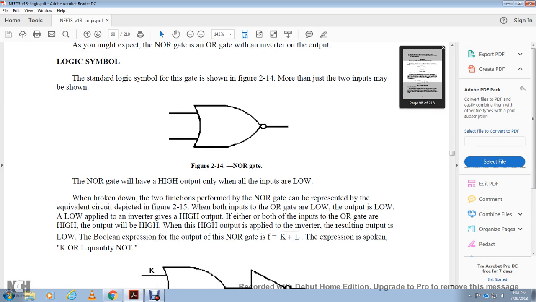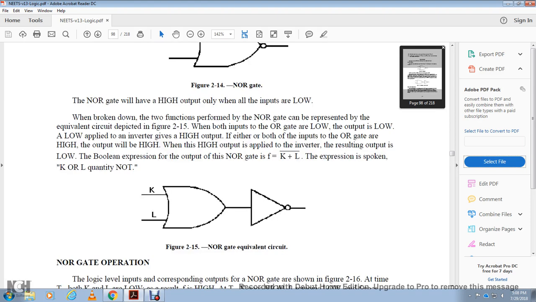If either or both of the inputs of the OR gate are high, the output will be high. This high output is applied to the inverter, resulting in a low output. The Boolean expression for the output of the NOR gate is F equals the inverse of X plus L. The expression is spoken as X or L quantity not. Figure 215, NOR gate equivalent: X or L would be equivalent to not.